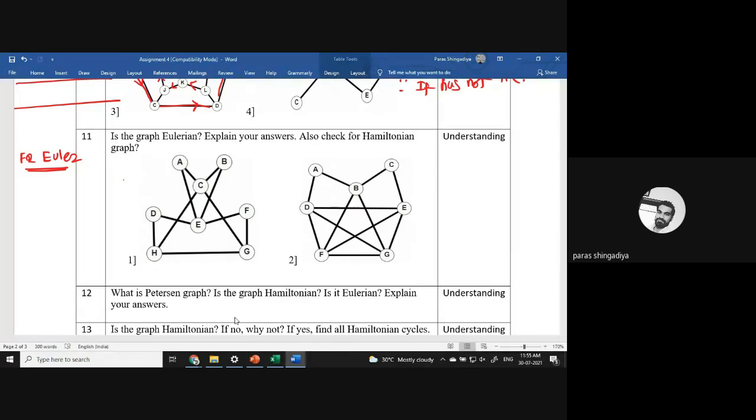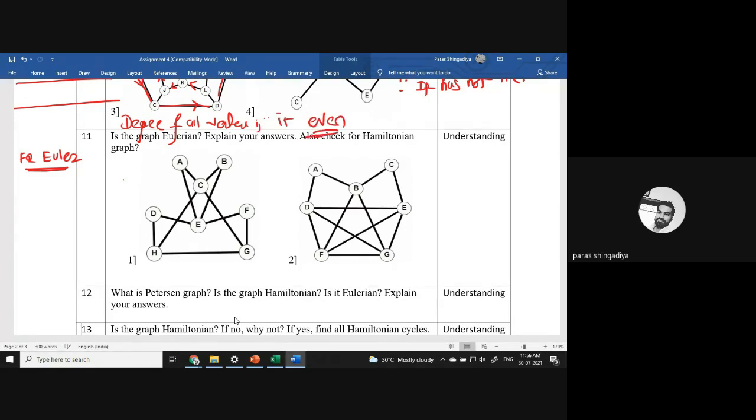Okay, good. So first one, Euler graph. Here we have one result to verify whether any graph is Euler or not. Which result? If the degree of all the vertices is even.